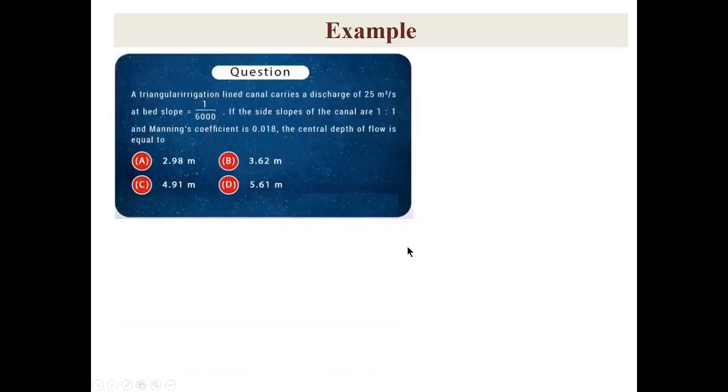Okay, let's see an example and see how we can use the information we learned in this lecture. As you see, the question says that a triangular irrigation lined canal carries a discharge of 25 cubic meters per second at bed slope equal to 1 over 6,000. If the side slopes of the canal are 1:1 and the Manning coefficient is 0.018, the central depth of flow is equal to which of these alternatives?